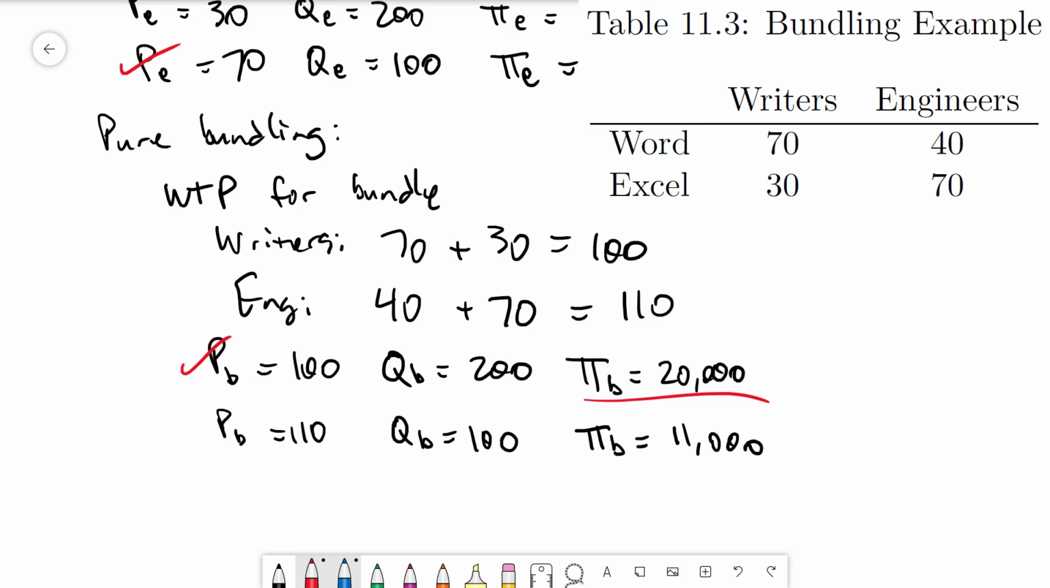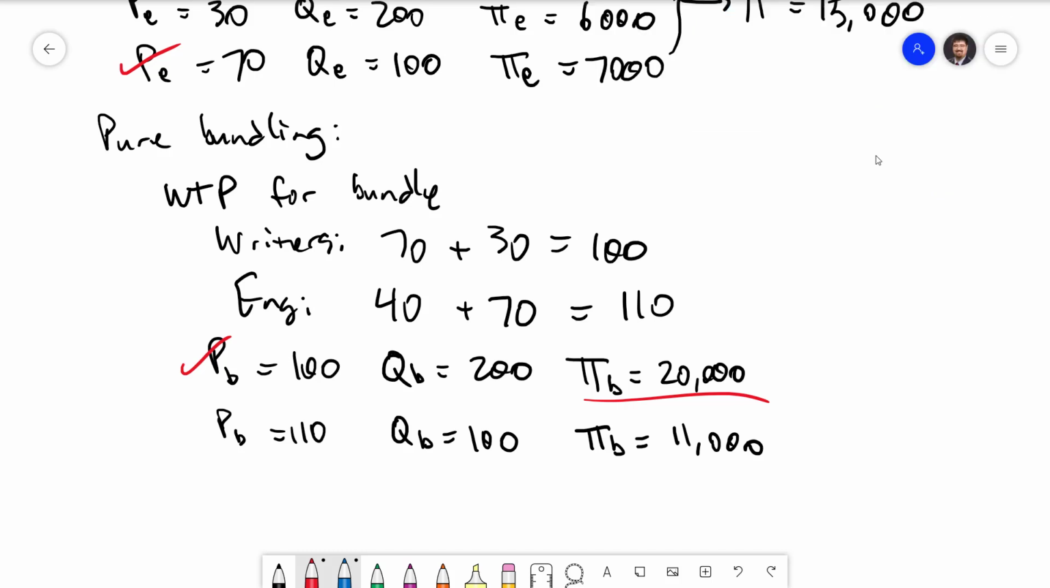When we charge the high price for Excel, we completely abandon the writer segment. When we charge the low price for Word, we left a lot of surplus to the writers. We are now getting all the possible surplus out of the writers, and all but 10 surplus from each engineer. This is what's driving the added profit here. To summarize, bundling is effective when it can level the differences between the segments.